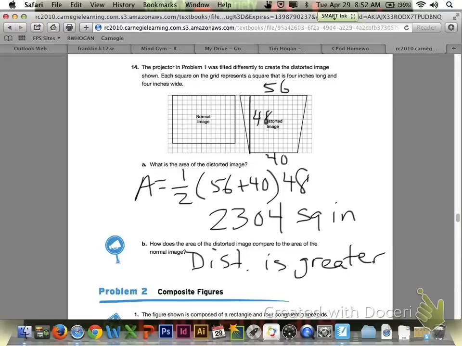If you take a look at letter A, it says what is the area of the distorted image. B1, base 1 is 40 inches, B2 is 56 inches, and the height is 48 inches for that trapezoid on the right. So using your formula to find the area of a trapezoid, that's what your work should look like. Your answer would be 2,304 square inches. If we take a look back at the original normal image that we started with, if you remember, that was 2,080 square inches. In this example, the area of the distorted image would be greater than the area of the normal image.